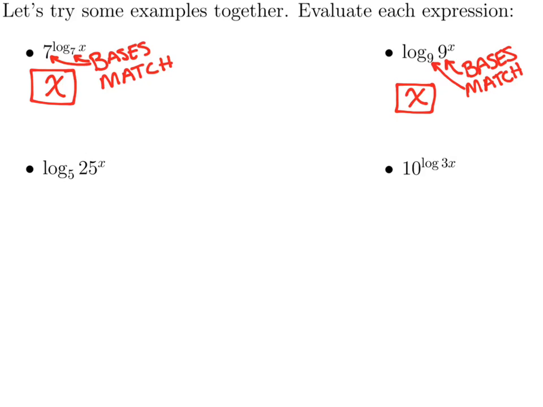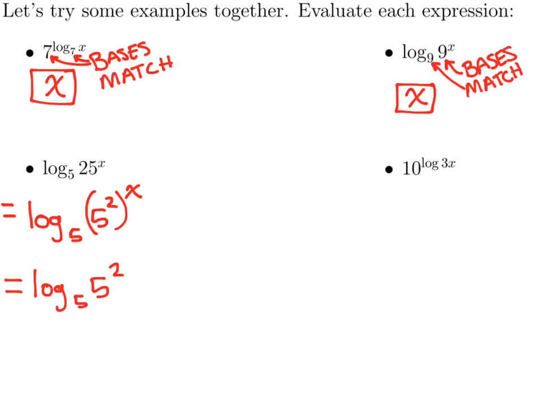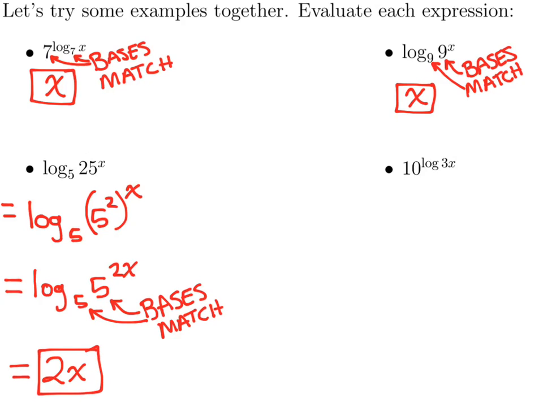Now if we look at the next one, with log base 5 of 25 to the x, it's a little bit more challenging. This time, they don't match immediately, so we need to take care to rewrite 25. We can make it 5 squared, and that allows us to then call it log base 5 of 5 to the 2x, using the power of power property. Now, the bases match. The base of the logarithm matches the base of the exponential expression inside the logarithm. Once we have that, we have our answer, which is 2x.